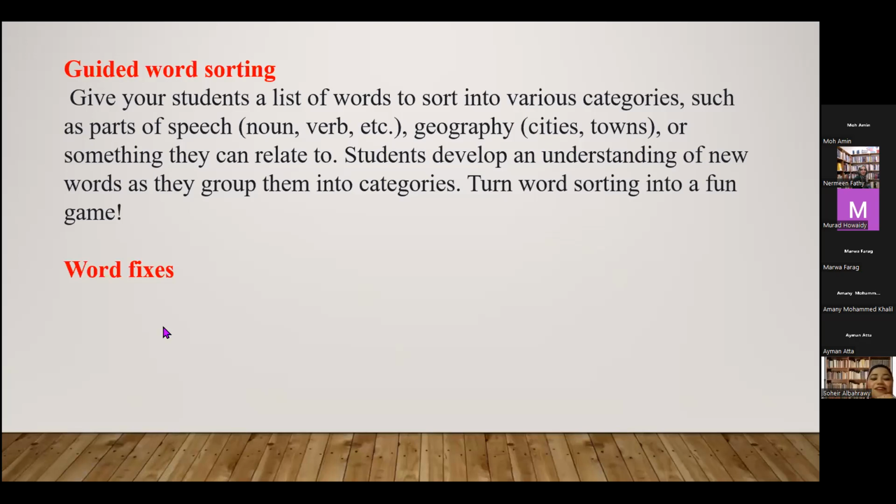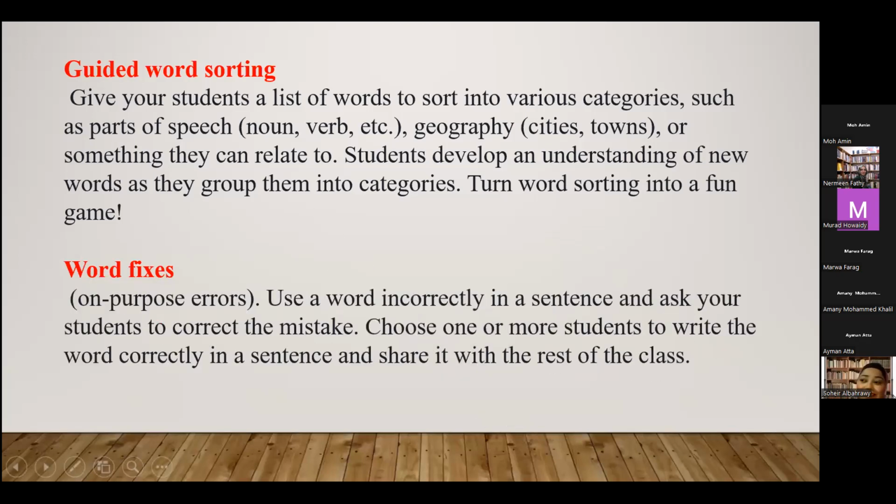Okay. For word fixes, you use the target vocab incorrectly in a sentence and ask students to correct it. Just write the sentence with the word used incorrectly and ask students to correct the mistake. You can choose 1 or 2 students to write the correct sentence with the correct words on the board and ask them to repeat it. Ask the other class to listen to the correct sentence and repeat it. Someone is asking for an example.